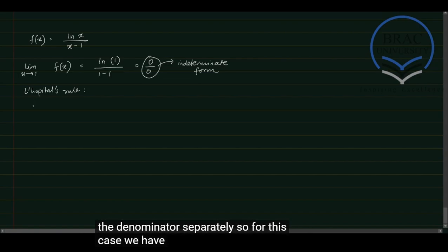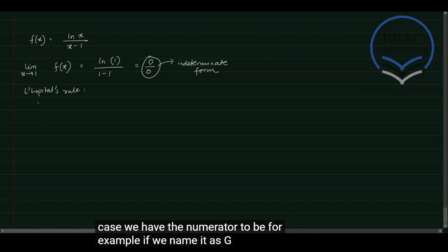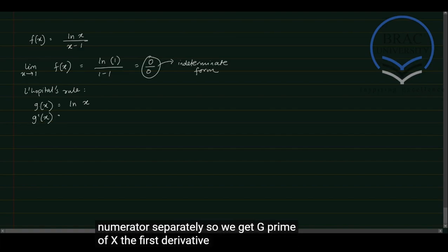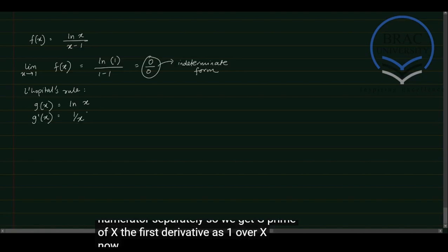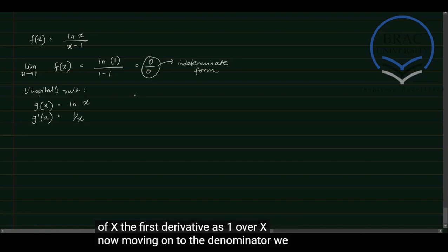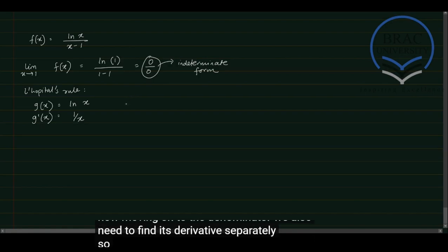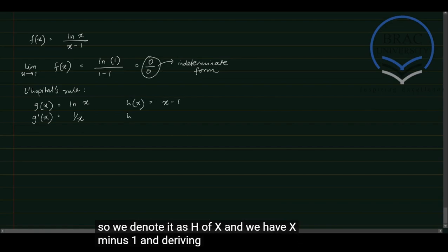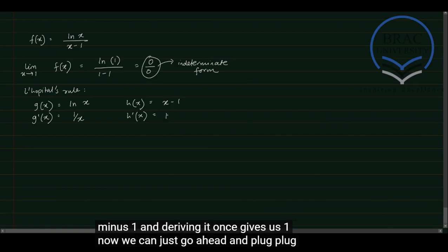For this case, if we name the numerator g of x, we have it as ln of x. Now we need to find the derivative of the numerator separately. So we get g prime of x, the first derivative, as 1 over x. Moving on to the denominator, we also need to find its derivative separately. We denote it as h of x, and we have x minus 1, and deriving it once gives us 1. Now we can plug in these values.